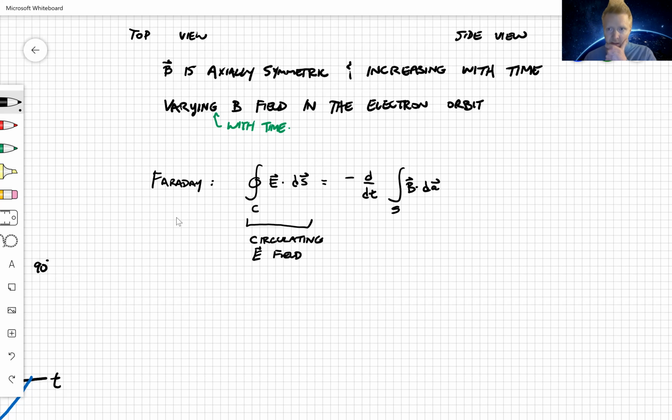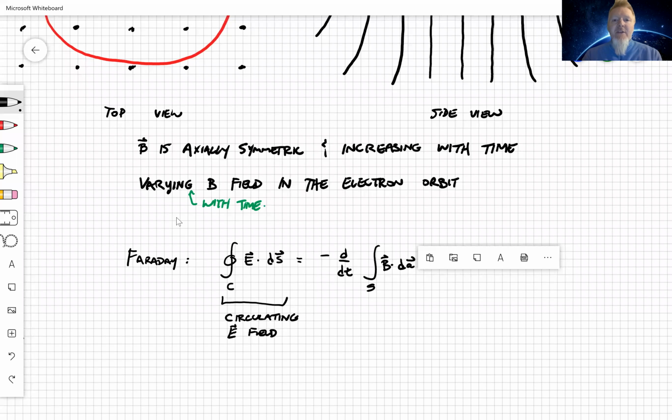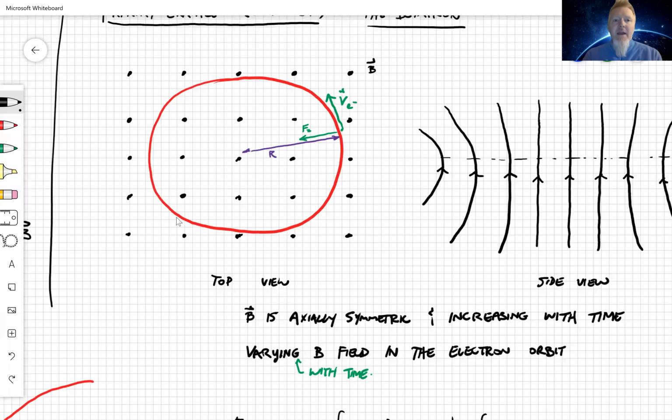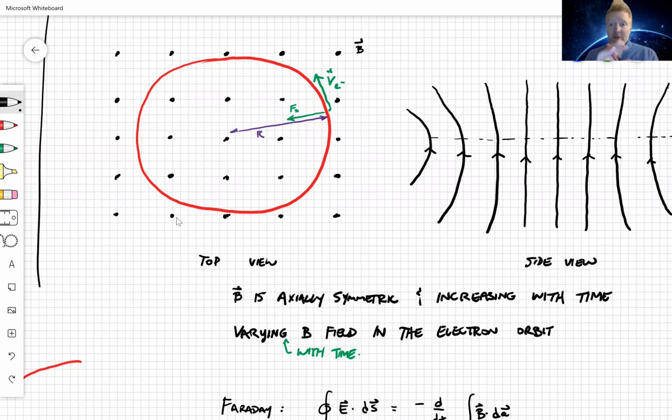So what's happening here, if we go back to the picture, is that there's an electric field, and we increase, so remember, we're increasing the B field with time. We're starting low and making it stronger. We're not changing its spatial distribution. We're just starting it low and then making it stronger. As we do that, what's going to happen to this electron? What's going to happen to the electron orbit?